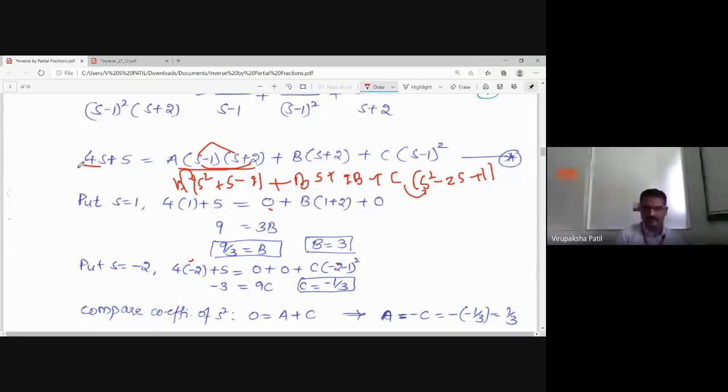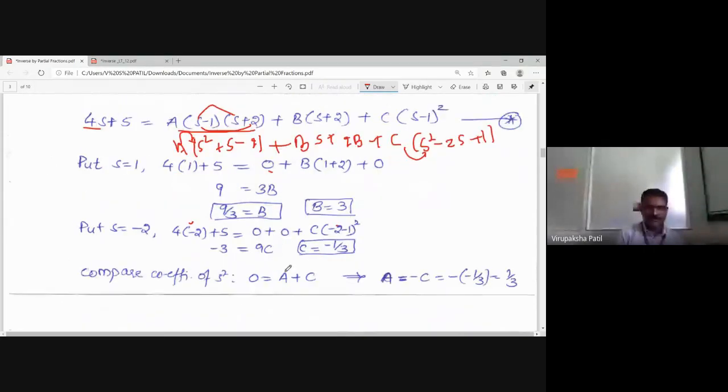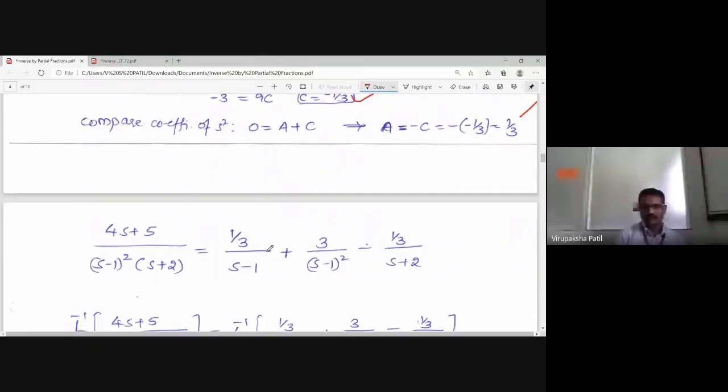S square is not present, and I want the value of A, isn't it? C value you already got. So what we need to do? Therefore, comparing the coefficient of S square on both sides, you will get 0 is equal to A plus C. 0 is equal to A plus C means A is equal to minus C. C value is already got here. Substitute that C value here. That gives you the A value. Once you got A, B, C value, go back to the equation.